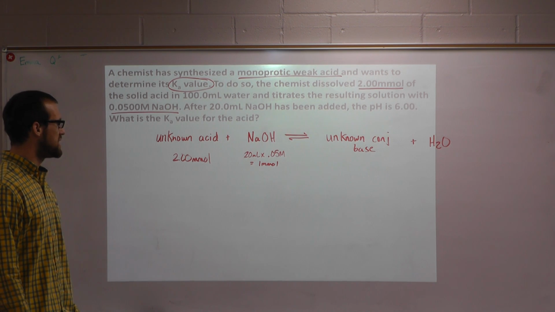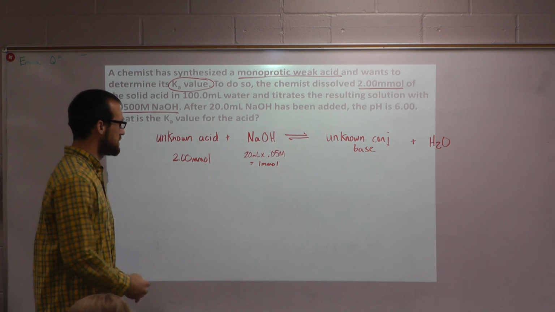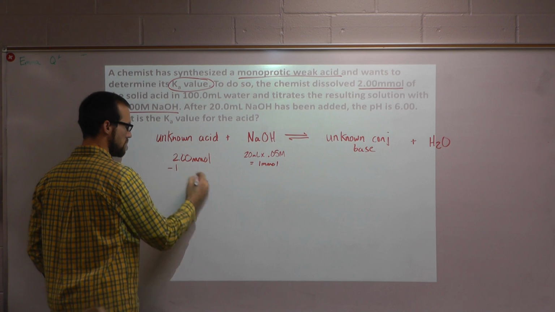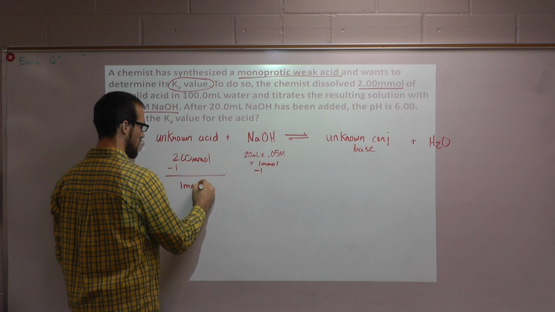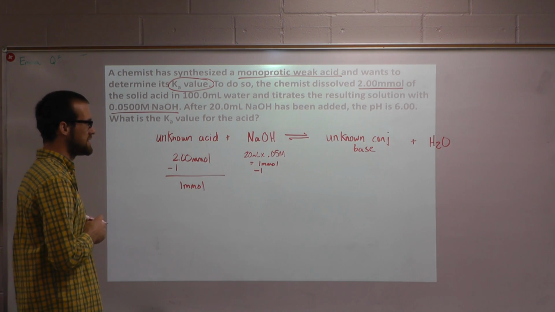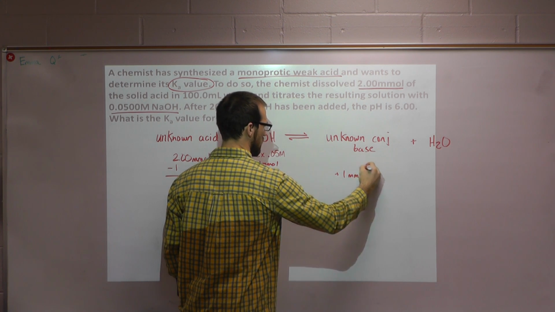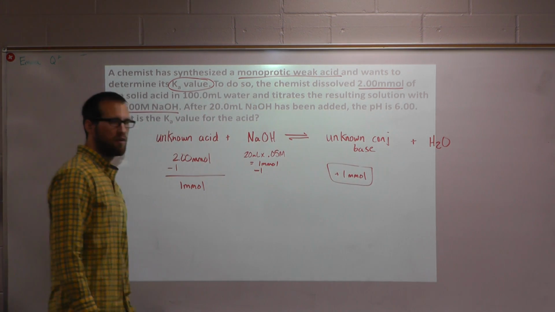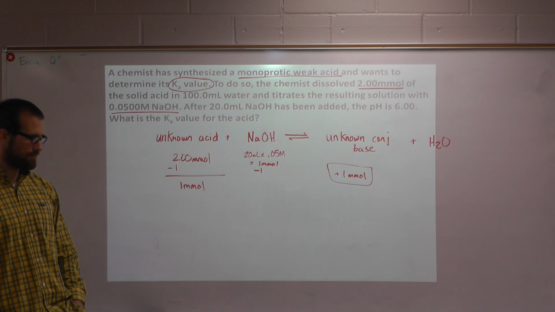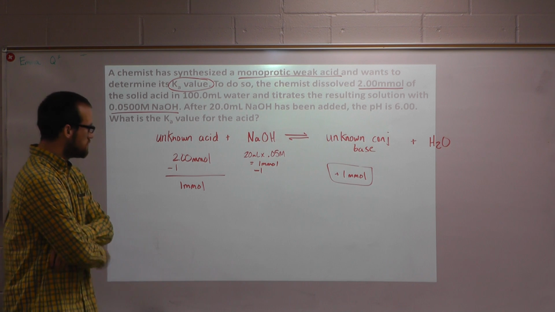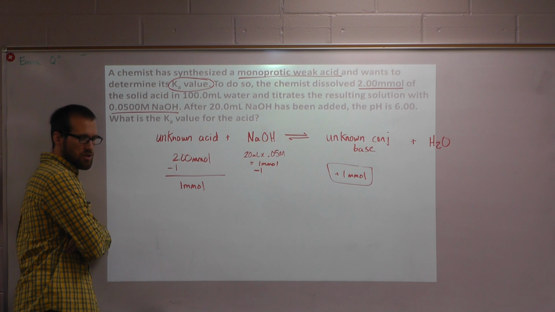Now we can use this logic to know that our strong base is going to completely react, leaving us with 1 millimole of my unknown acid and 1 millimole of my unknown conjugate base. Any ideas what we would do from here?